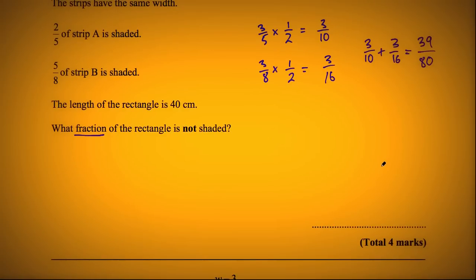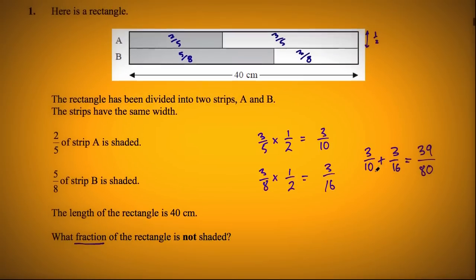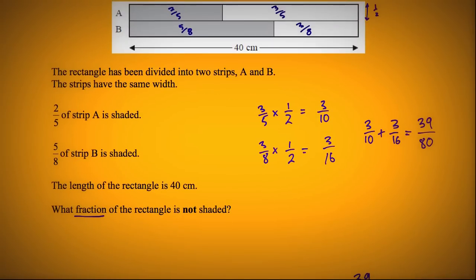So that's the answer. The unshaded region is 39/80 of the whole region. To check that, I suppose I could do 2/5 of a half plus 5/8 of a half, and that would hopefully lead me to 41/80. That's what it would do.